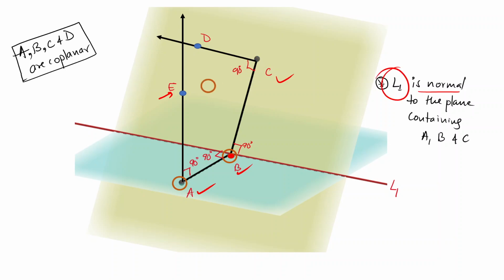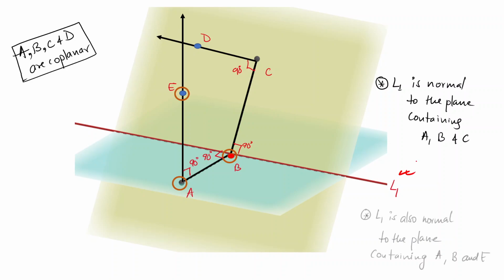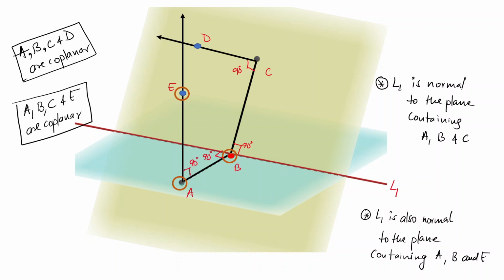And now you can also show that triangle ABE, or the plane containing ABE, also has the normal L1, because AB is perpendicular to this line and AE is perpendicular to L1. AE is in the perpendicular direction to L1 because L1 is a line on the blue plane and AE is the normal to the blue plane. So using that logic, we can say that A, B, C and E are also coplanar. So A, B, C, D, E are coplanar. So there will be a point of intersection here, right?